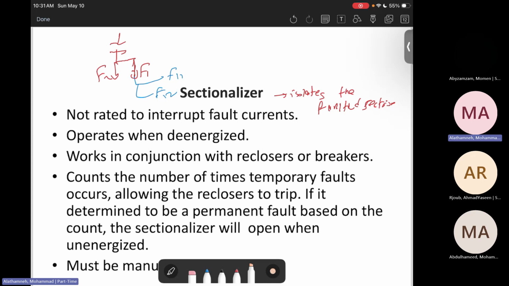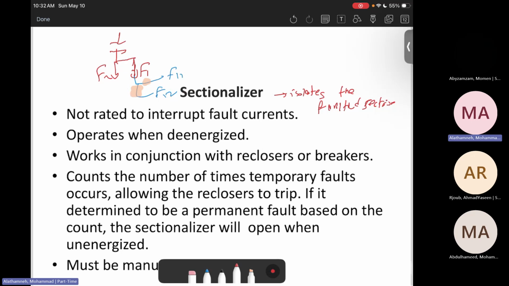Then what's happening? There should be a sectionalizer to distinguish if the fault is at F11 or F12. So we don't want the whole F1 circuit to be tripping if the fault is going on. We need to make sure it is either F11 or F12 to take care of it. So keep in mind the sectionalizer counts how many times the recloser operates, and if the fault is permanent, the sectionalizer opens while de-energized, isolating the faulted section.